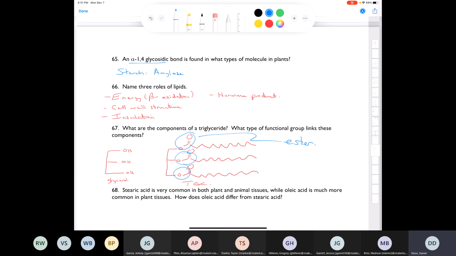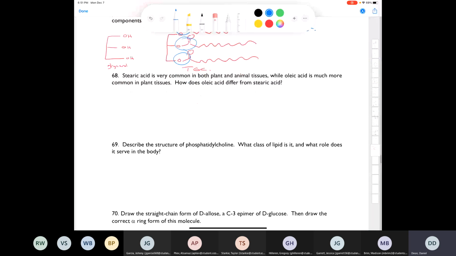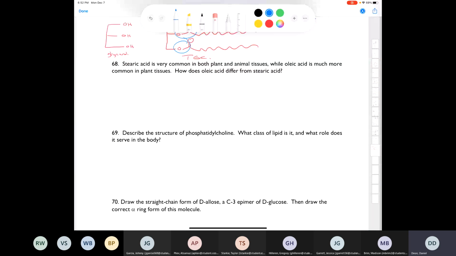Stearic acid is very common in both plant and animal tissues, while oleic acid is common in plant tissues. How does oleic acid differ from stearic acid? Well, I wouldn't expect you to memorize the structures of either of these carboxylic acids, but we can write them down and discuss them. So stearic acid has 1, 2, 3, 4, 5, 6, 7, 8, 9, 10, 11, 12, 13, 14, 15, 16, 17, 18 carbons. There's stearic acid.